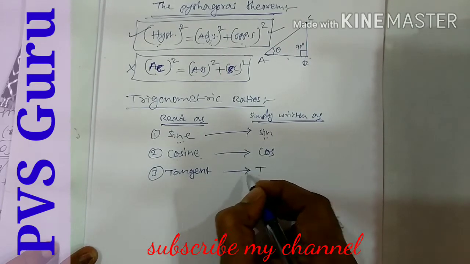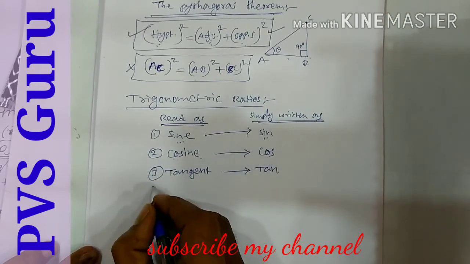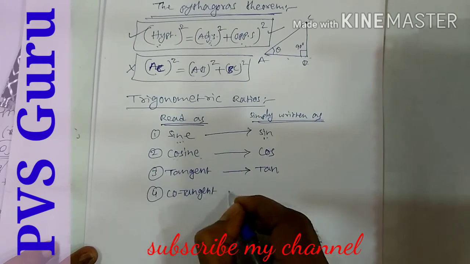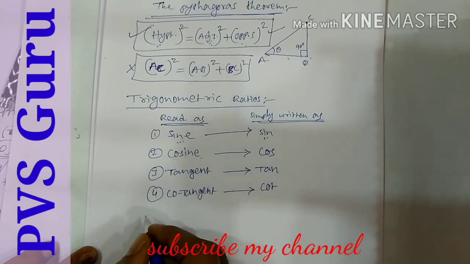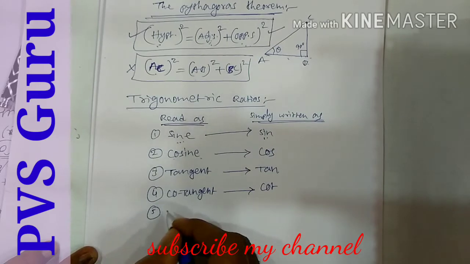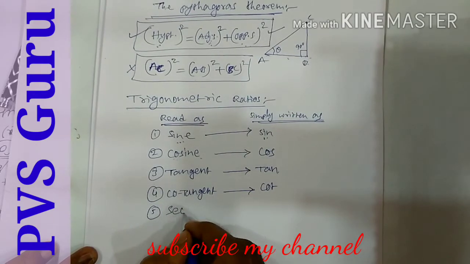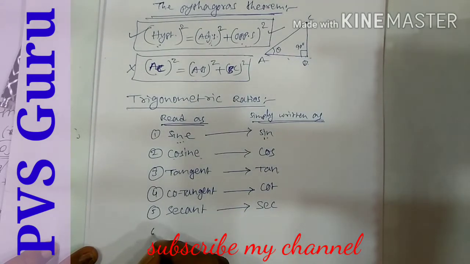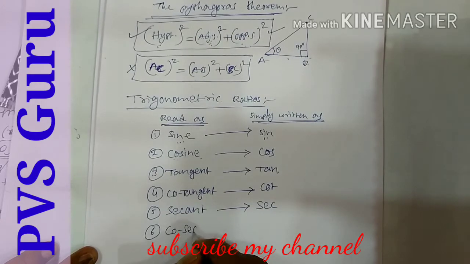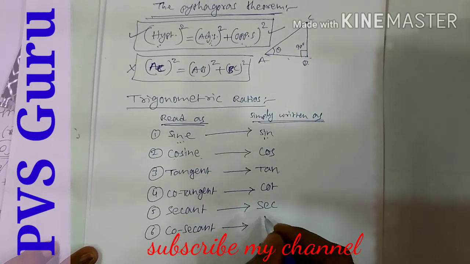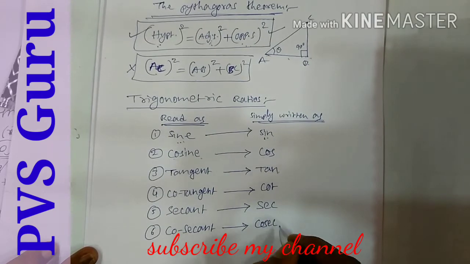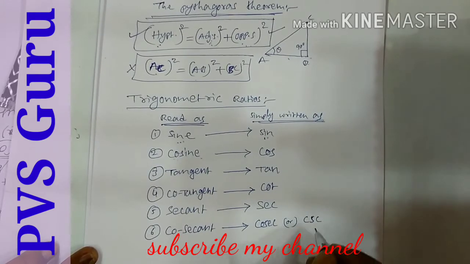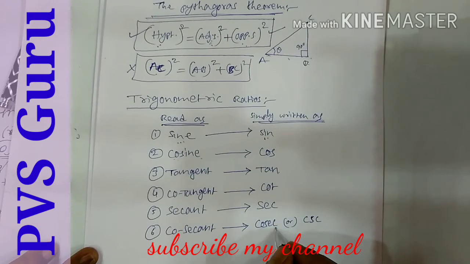This is written as tan. So fourth one, cotangent. This is written as cot. So fifth one, secant. It is written as sec. So sixth one, cosecant. This is written in two forms, cosec or csc. csc is also cosecant, cosec is also cosecant.